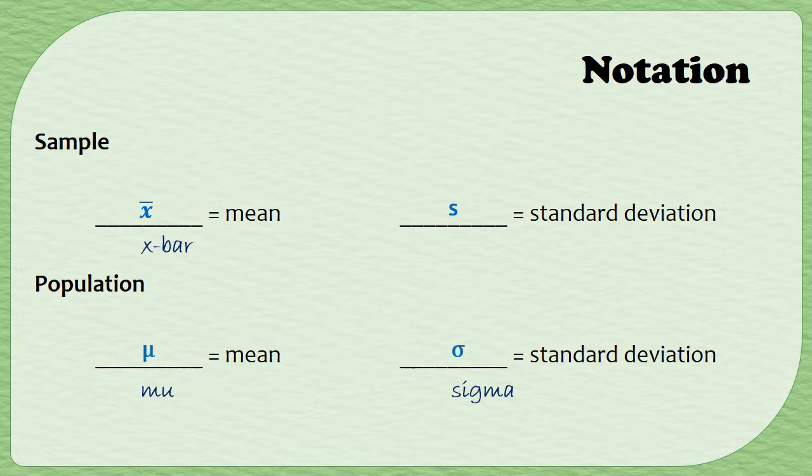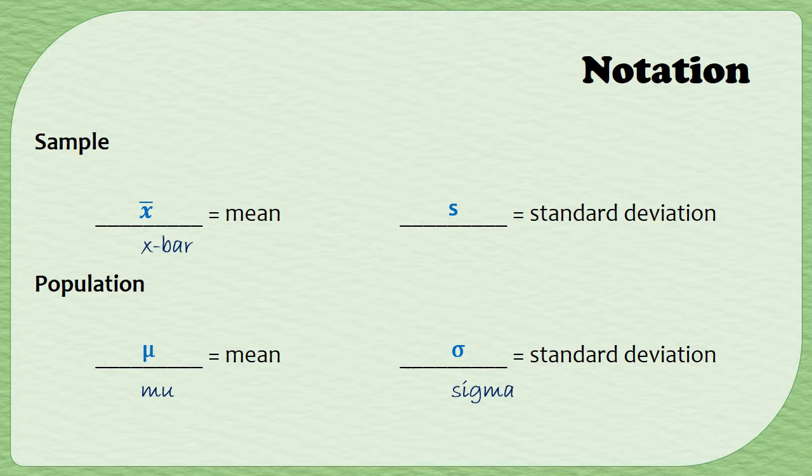I think it was Hermione Granger who said fear of a name is fear of the thing itself, right? We don't want to be afraid of these. It's the alphabet, guys. It's the Greek alphabet. We can learn it. So mu is the population mean and sigma is the standard deviation for the population.